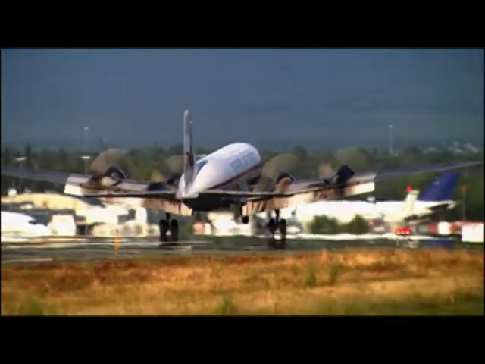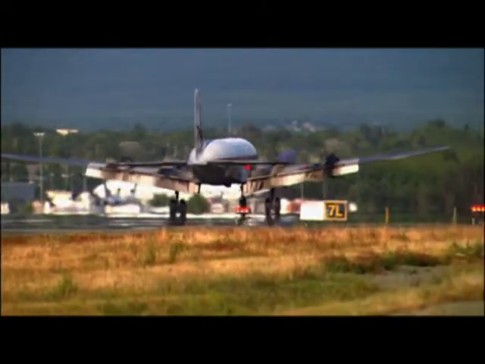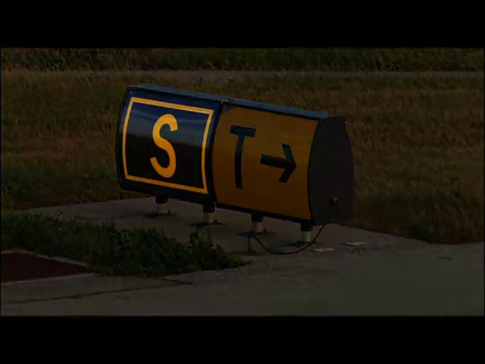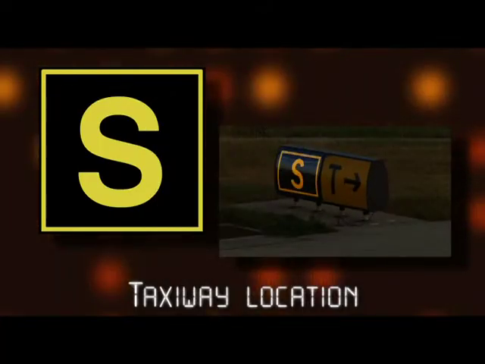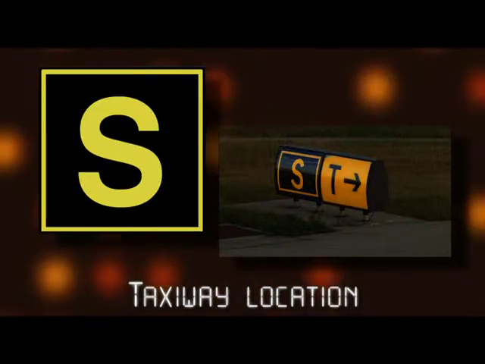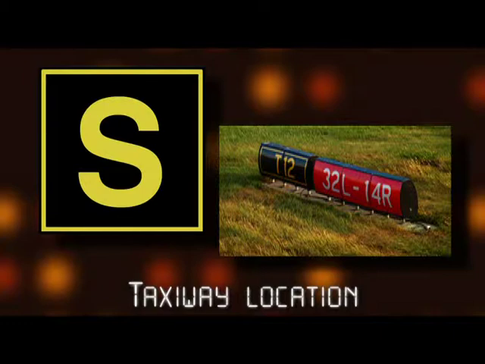Here is a brief look at the signs and markings flight crews may encounter. A taxiway location sign indicates an aircraft's current location. It is oftentimes co-located with direction signs or a runway holding position sign.